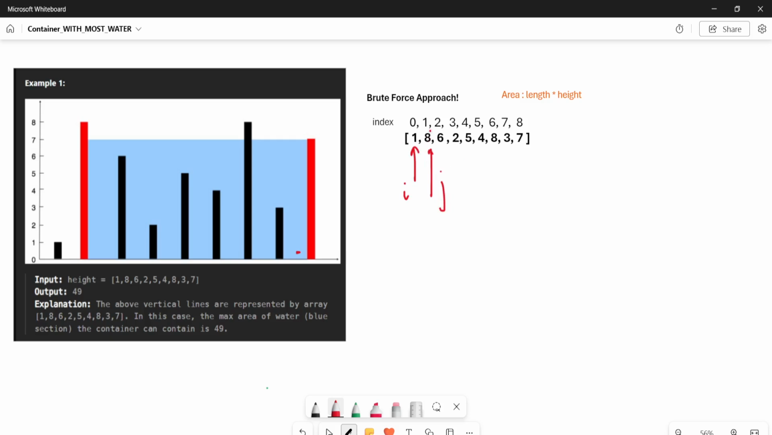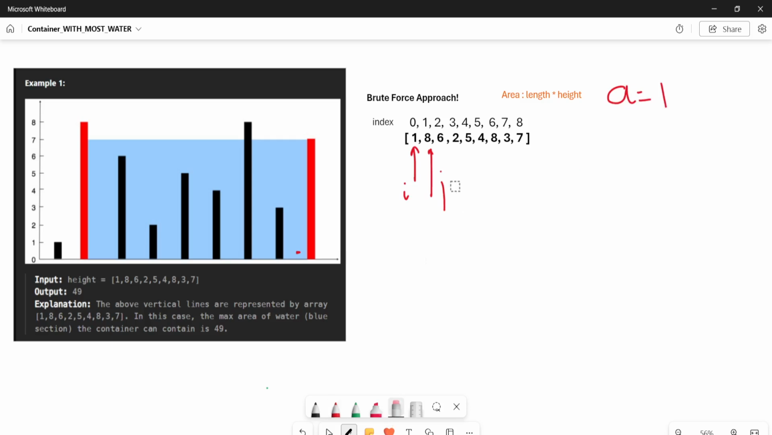So here we will check 8 and 1. What is the length? The length is 1. How 1? 1 minus 0 is 1. And what is the height? The minimum between 1 and 8 is 1. So the height is 1, and as of now the area is 1.